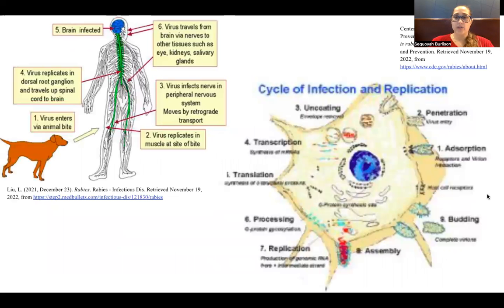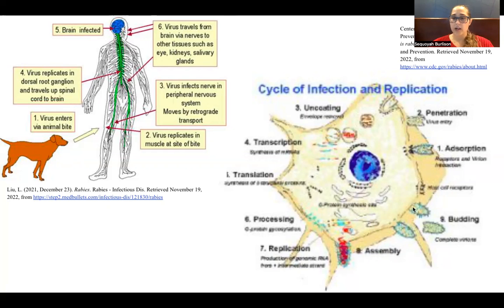Here are a couple diagrams to represent the way the rabies virus works. The first diagram up on the top shows how usually it would be a dog, but an animal bite, where an affected animal bites and breaks the skin of the body. The virus then replicates at the site. It then travels up the peripheral nervous system, and then it replicates and infects the brain, and then it is able to travel into other organs.